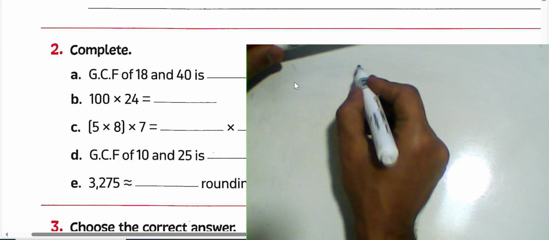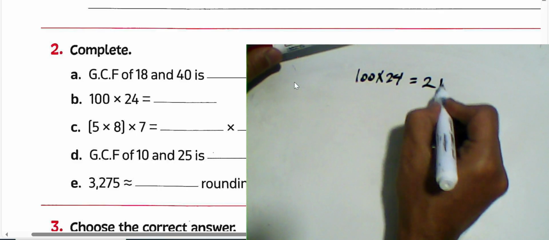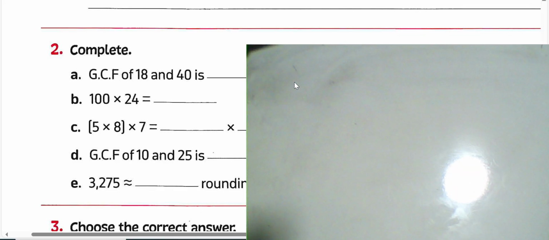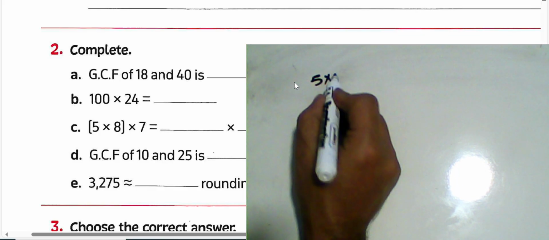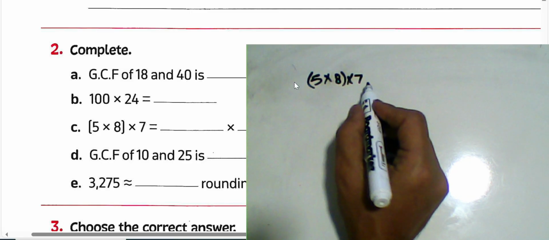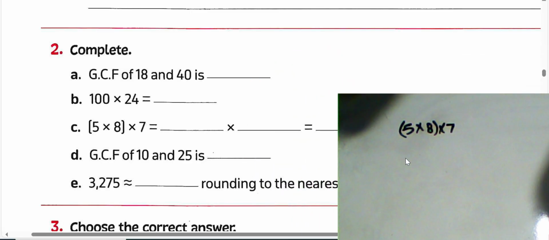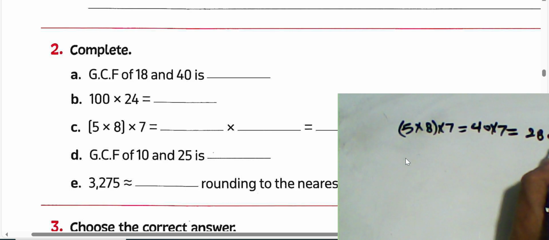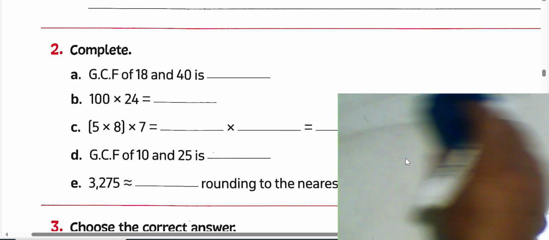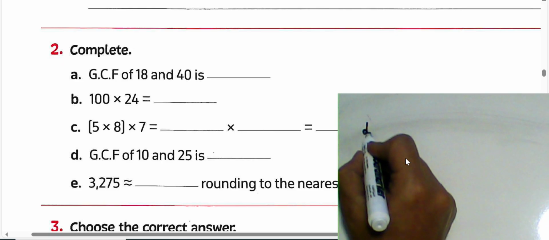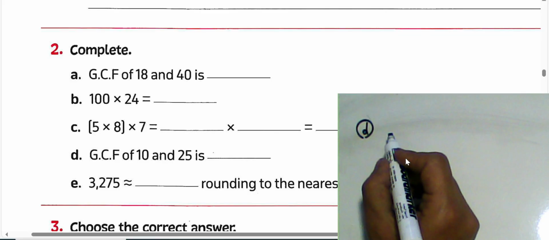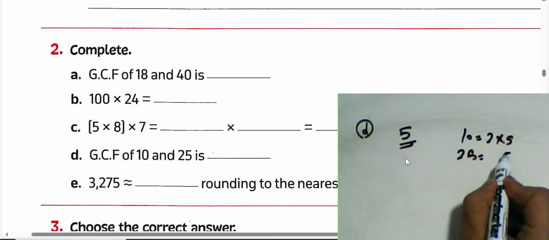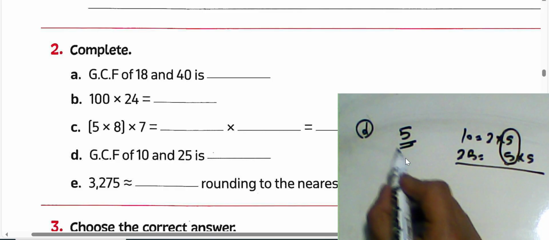100 times 24. We can write 24 and double 0, the result will be 2400. 5 times 8 times 7. We know 5 times 8 equals 40. 40 times 7: we write 0, and 4 times 7 equals 28. The result will be 280. Question letter D. The greatest common factor of 10 and 25 will be 5. 10 equals 2 times 5, and 25 equals 5 times 5. And the greatest common factor between them equals 5.